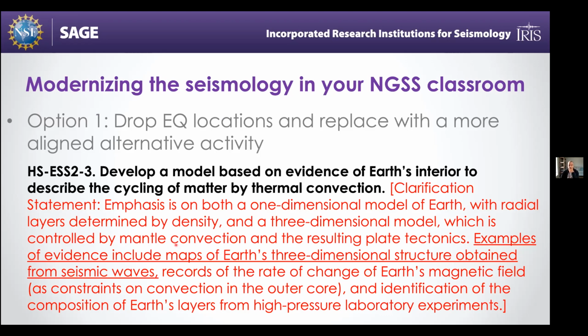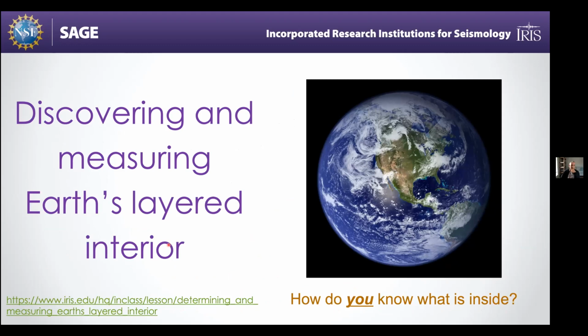And you can get a lot of the same things that we talked about as being reasons why the S-P lab has hung on for so long. You can get all of those same things in a lab that targets this exact NGSS standard. We have a lab called Discovering and Measuring Earth's Layered Interior. It really gets at this question: how do you know what's inside of Earth? What evidence do students have for what's taking place inside of the Earth?